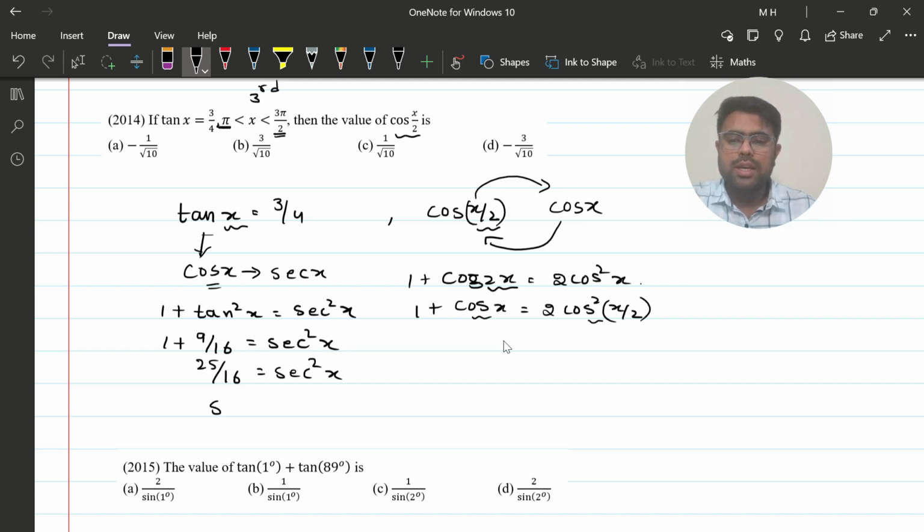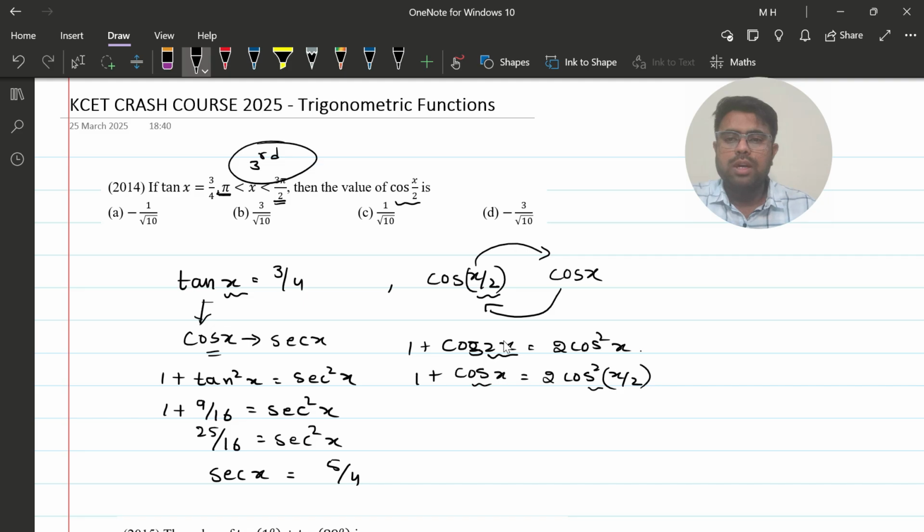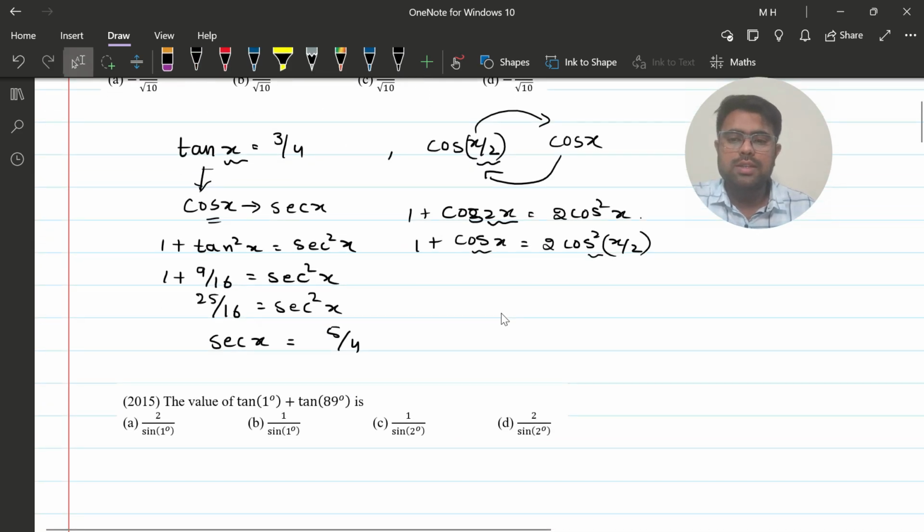So therefore sec x is equal to what? Sec x is equal to 5 by 4, whether it is plus or minus. They have said that x belongs to the third quadrant, right? In the third quadrant sec is of course negative, so it is minus 5 by 4. So this will give us cos x to be equal to minus 4 by 5. This is the value of cos x that we got.